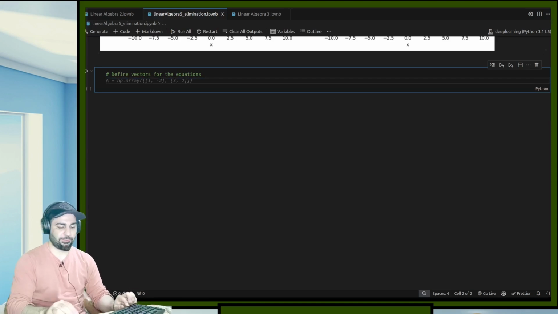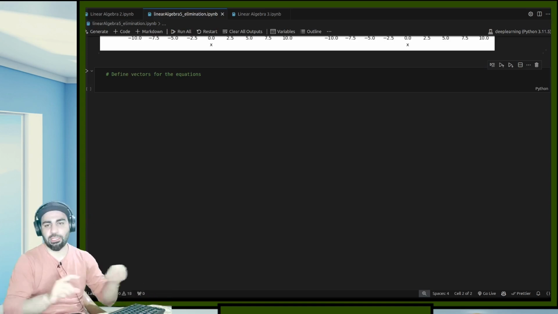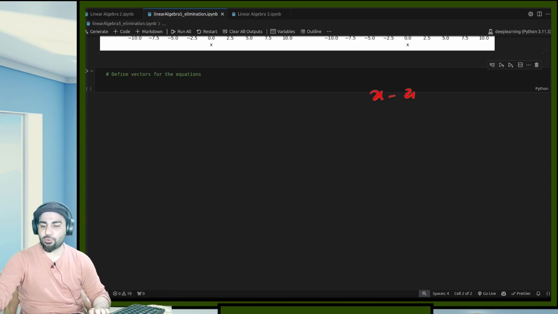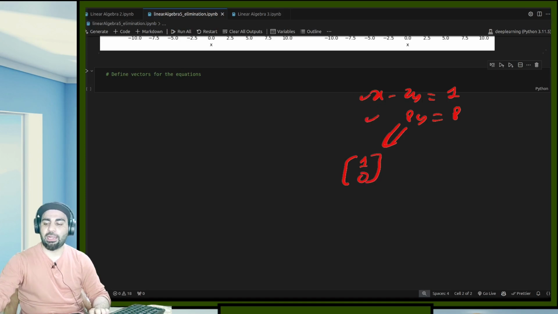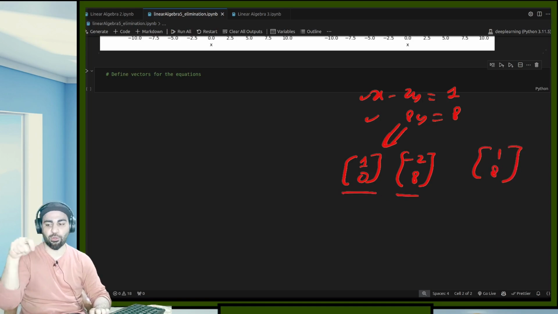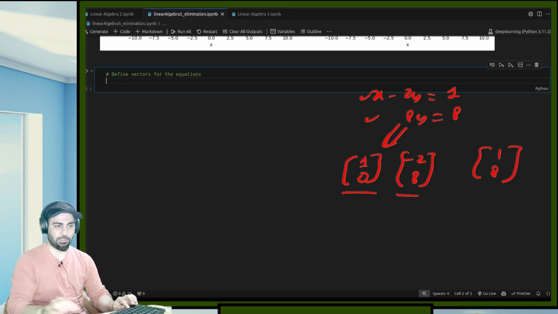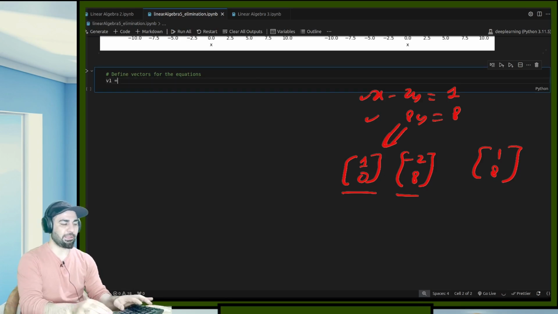So let me bring the pen. The equations that we are at are x minus 2y is equal to 1 and 8y is equal to 8. So now there are three vectors. One is 1, 0, then we have minus 2 and 8, and then we have 1 and 8. The two things of my interest are 1, 0 and minus 2, 8. That's what I'll code. So let's call v1 equal to np.array, and it is 1, 0. This is my first vector.